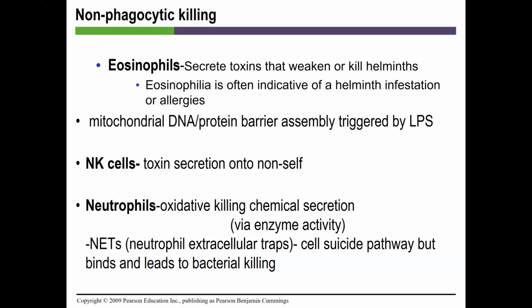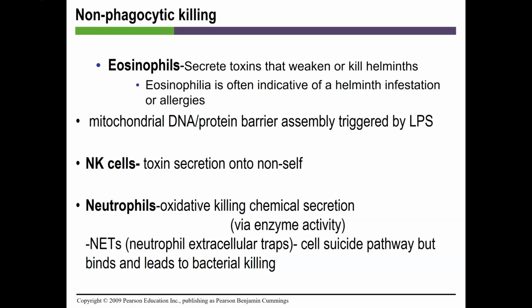Therefore, if you have really high levels of eosinophils, which is called eosinophilia, you might have a parasitic infection. Although eosinophilia is also associated with people that have a lot of allergies as well. A way to trigger eosinophil activity is if endotoxin, the molecule we talked about during the virulence factor discussion, the LPS found on the gram-negative outer membrane, is present. That is a trigger for immune responses. Our innate system gets activated.